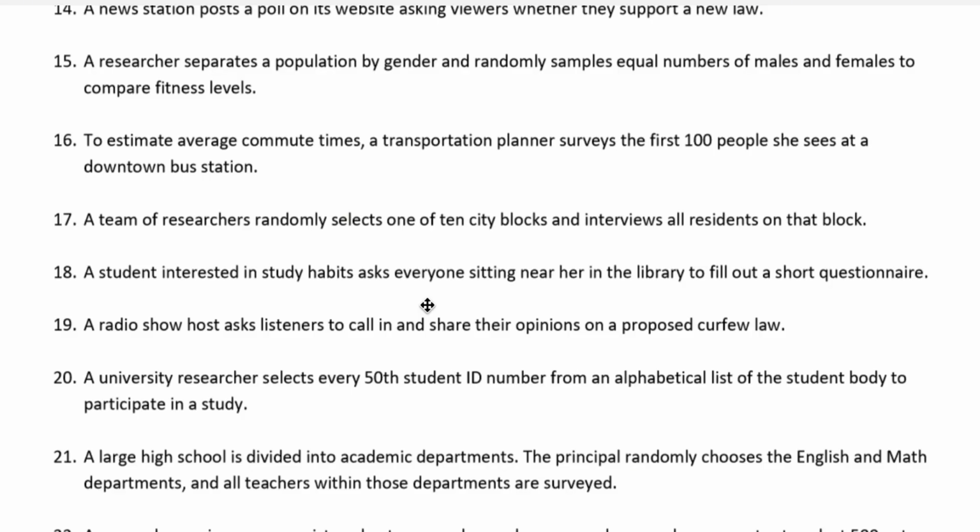19. A radio show host asks the listeners to call in and share their opinions on a proposed curfew law. This will be a voluntary response sample because the radio show host only asks the listeners. Well, what about the people who do not listen to it? The people who listen to it and agree to record their response maybe have more factors forcing them to do it, so it will lead to bias in the values.